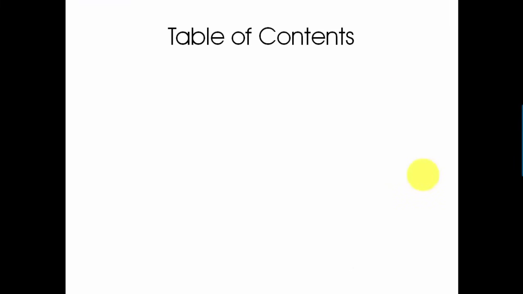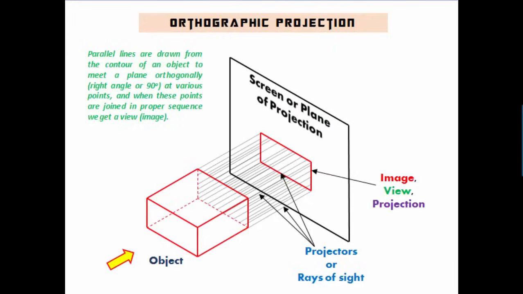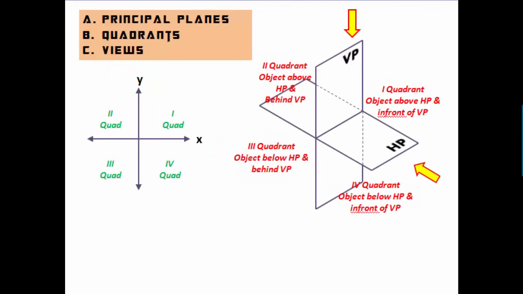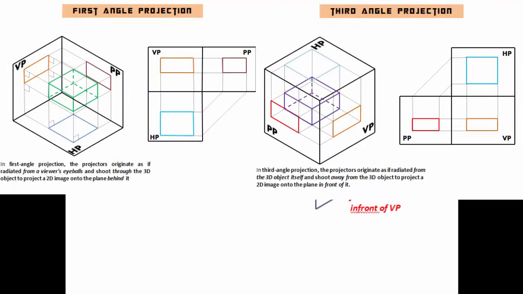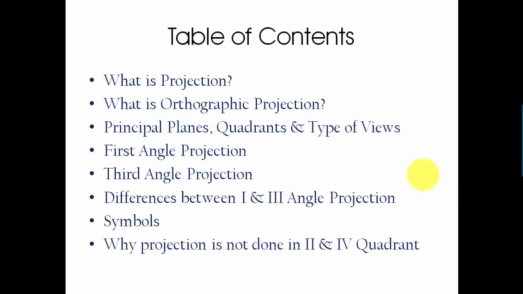So stay tuned as you're going to learn what exactly projection means, followed by the basics of orthographic projection, principal planes, quadrants and type of views, how drawings are made assuming the object to be in first and third quadrants, differences between first angle and third angle projection, symbols for these projection systems, and why it is not advisable to make drawings assuming the object to be in second and fourth quadrants.